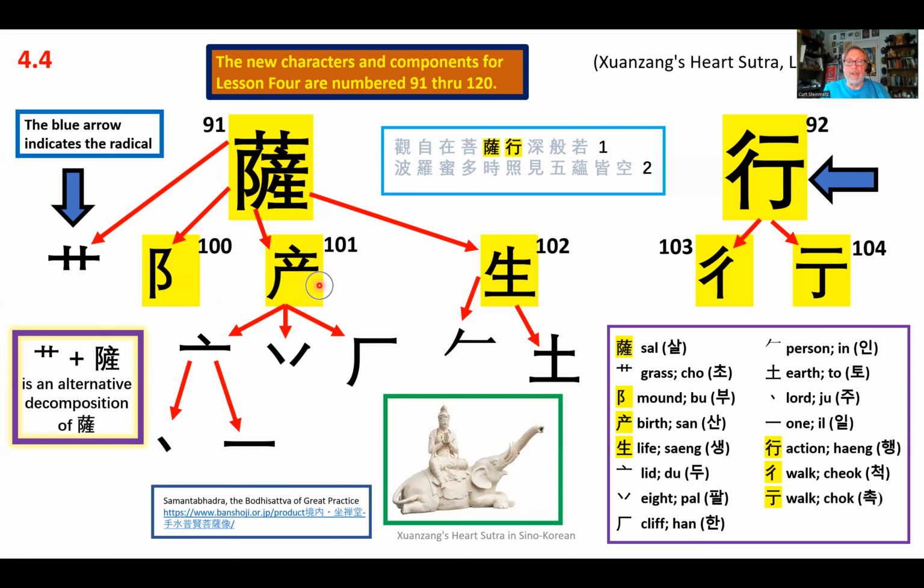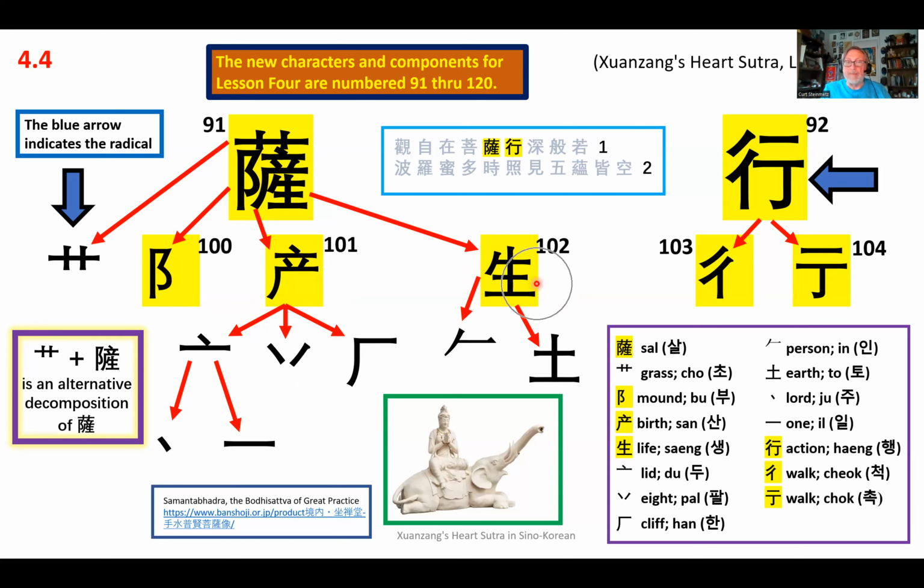The next component is san, which actually is a character in simplified Chinese characters, but in traditional Chinese characters it's considered only a component, so you won't see it on its own. If you ever do see this character on its own, then you know that you're reading simplified Chinese, not traditional Chinese. And sometimes people mix them up together just to keep us on our toes.